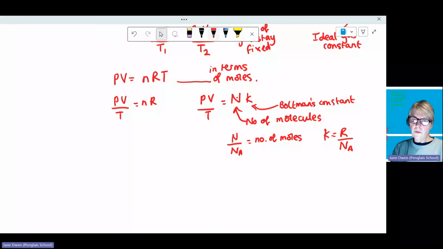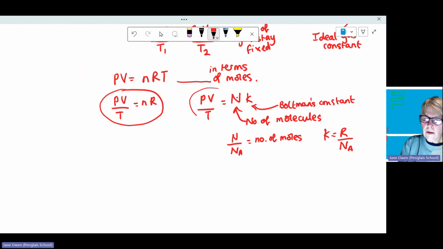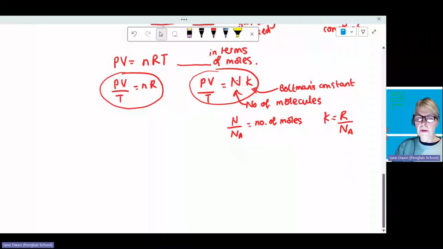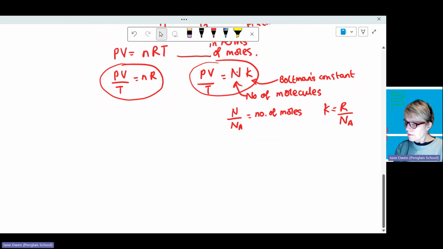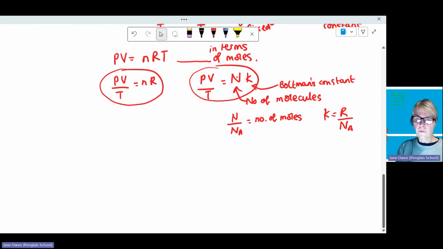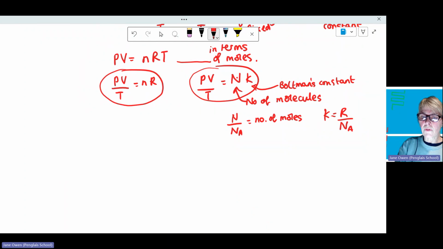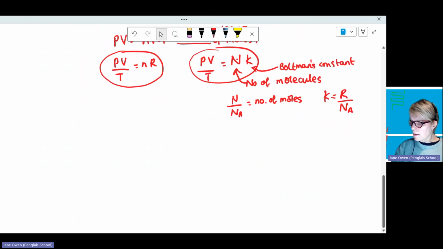So you can see how we've gone from the number of moles to expressing it in terms of the number of molecules. And it depends on which one you favor, working in terms of moles or in terms of number of molecules, or it depends on how the question is worded and how it's presented to you. So if we wanted to use it for, say, one molecule, then N equals 1, so PV over T equals k. And if we wanted to use it for 1 mole, it's PV over T equals R.